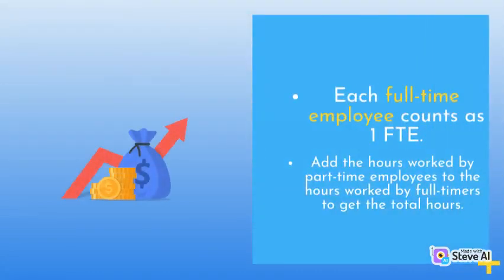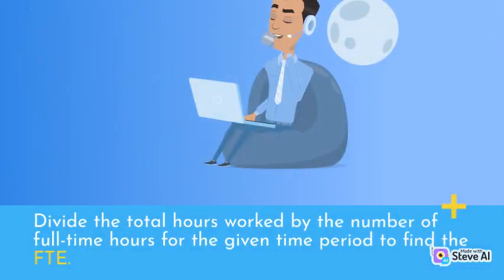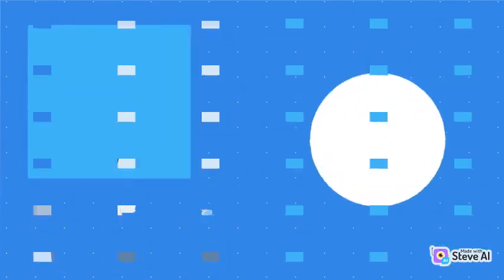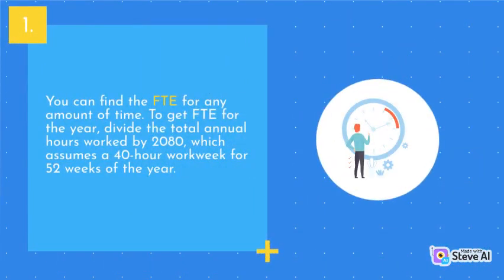Each full-time employee counts as one FTE. Add the hours worked by part-time employees to the hours worked by full-timers to get the total hours. Divide the total hours worked by the number of full-time hours for the given time period to find the FTE. Steps. You can find the FTE for any amount of time.